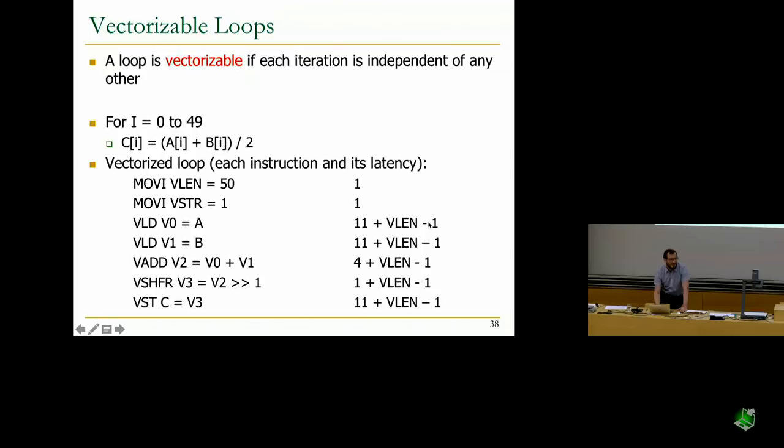That's the idea of banking, right? This enabled us to get consecutive data elements in consecutive cycles, but we needed to pay the latency of the first element, of course, right? So let's go back to this over here very quickly.